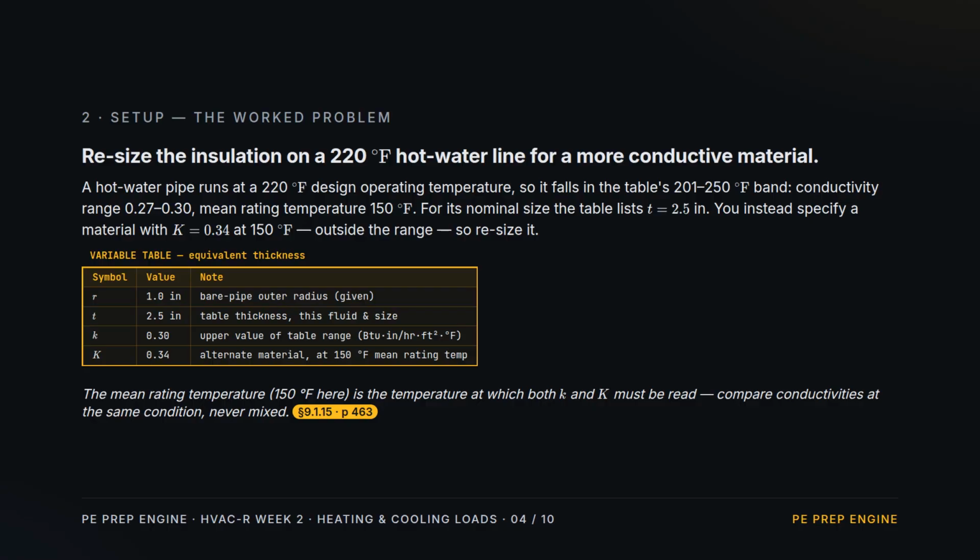The problem. A hot water pipe runs at 220 design operating temperature, which lands in the table's 201 to 250 band. Conductivity range 0.27 to 0.30. Mean rating temperature 150. For its size, the table calls for 2.5 inches. You instead pick a material with conductivity 0.34 at that same 150 mean temperature, which is outside the range, so you resize it. The bare pipe outer radius is 1 inch.